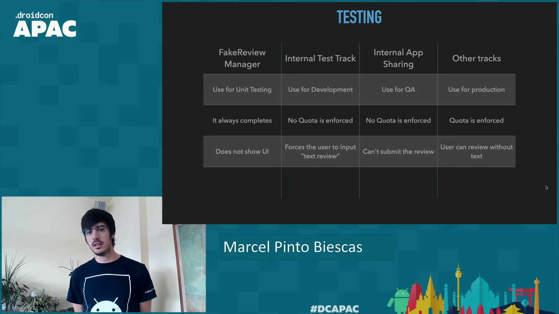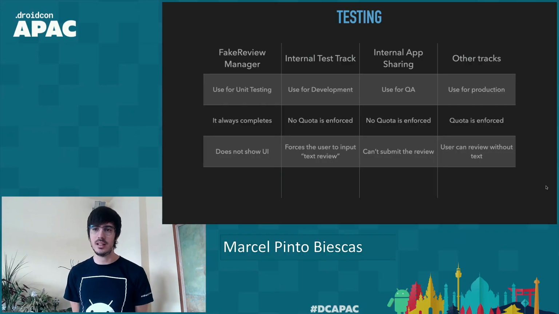There is a caveat here: the user will not be able to submit a review because internal app sharing is not assigned to any track. So there is no place for reviewing. It's just for testing that the launch happens. For all the other tracks, so the closed track or the beta track, all the quotas and validations will be enforced. So if a user is in any of these tracks and you run your application, it will enforce the quota. It will check for the application signature and all these other things. So this is why we recommend using the internal test track when testing this API.